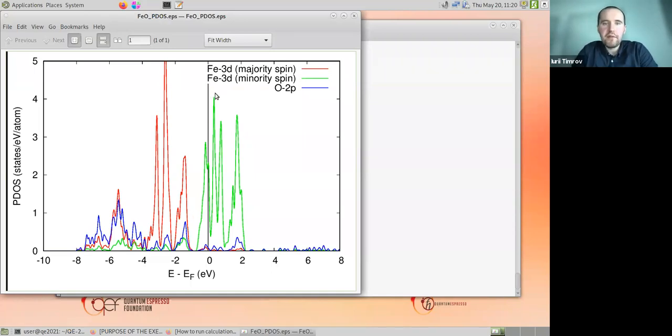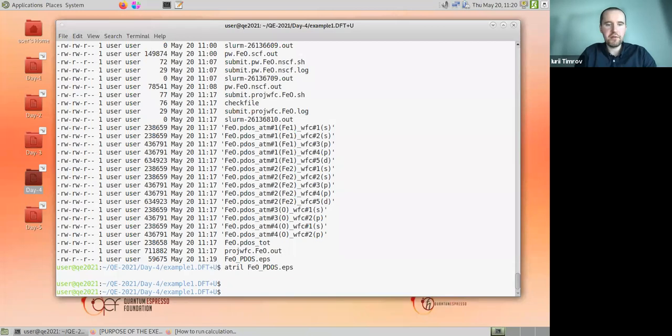And for the other iron, minority spin in green, we see that the states are around the Fermi level, because we saw that the eigenvalues were not one, but some fractional numbers between 0 and 1. And for oxygen, we have the blue PDOS, which is also mainly occupied. So this is a problem of standard DFT with LDA or PBE or PBEsol. Now we want to apply the plus U correction.